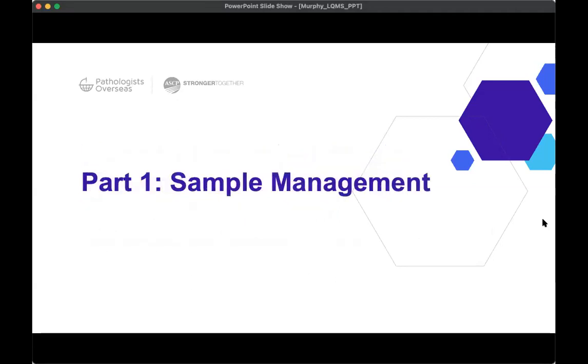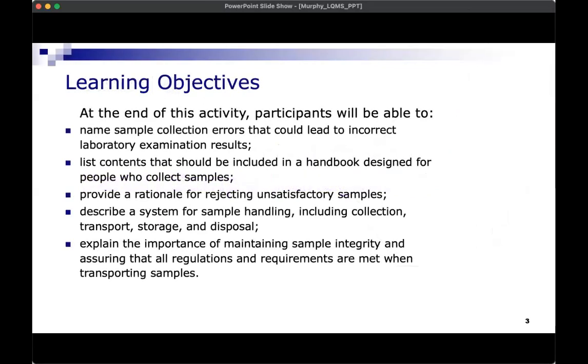So the first part is on sample management. And here are the learning objectives. By the end of this presentation, you should be able to name sample collection errors that could lead to incorrect laboratory examination results, list contents that should be included in a handbook designed for people who collect samples, provide a rationale for rejecting unsatisfactory samples, describe a system for sample handling, including collection, transport, storage, and disposal, and explain the importance of maintaining sample integrity and assuring that all regulations and requirements are met when transporting samples.